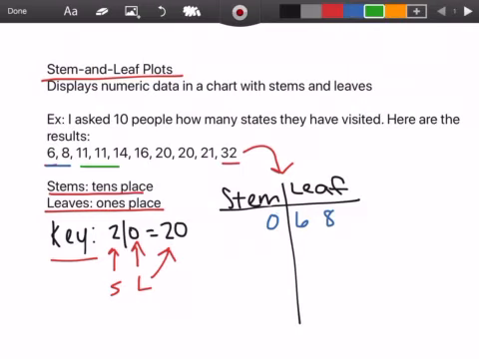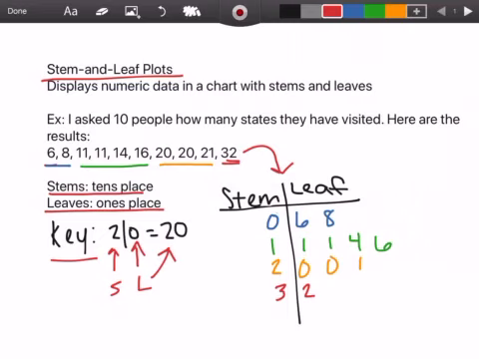All right, then we have all of our values with a 1 in the tens place. So we have 11, 11, 14, and 16. So you'll notice I'm putting the ones places under the leaves, and then the tens place stays in the stems. For my 20s, we have 20, 20, and 21. So I put a 0, 0, and a 1 under the leaves. And then for 32, I put a 3 in the stem and a 2 as the leaf, 32.